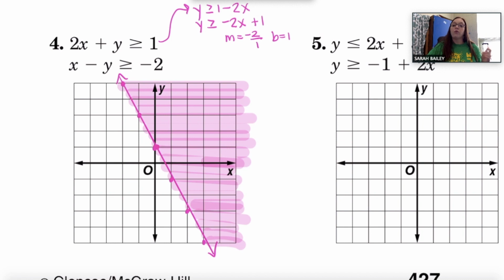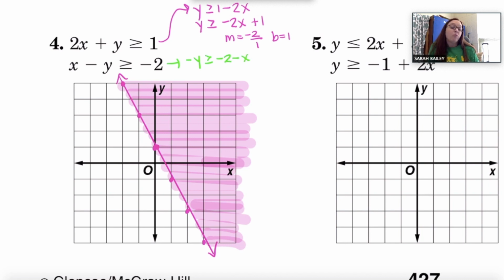Okay, so I've graphed the first inequality. Now I'm going to graph the second inequality. So the second one is x minus y is greater than or equal to negative 2. So again, I'm going to put this in slope-intercept form. So I end up with negative y is greater than or equal to negative 2 minus x.